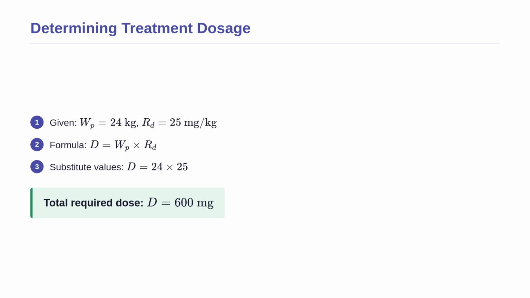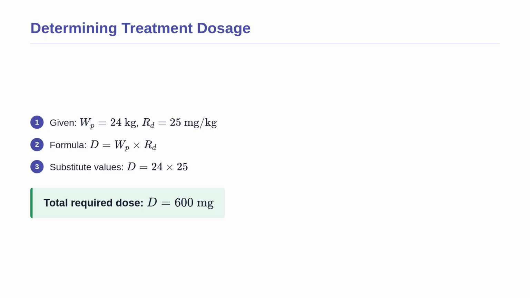Let us put this dosage formula into practice with a real patient. The recommended single dosage rate for praziquantel is 25 milligrams per kilogram. If we have a pediatric patient who weighs 24 kilograms, what is the total required dose? We start by substituting our known values into the equation. We replace the patient's weight with 24 and the dosage rate with 25.